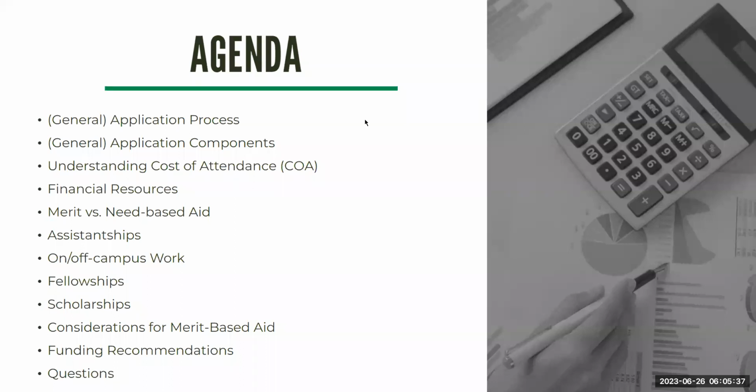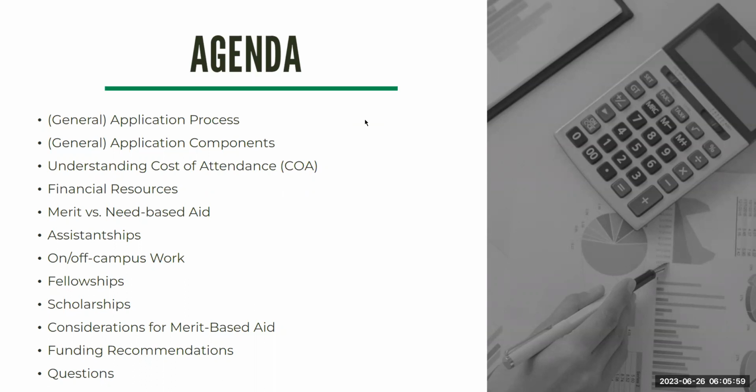So the agenda for today is I'll start by talking about the general application process and what that looks like and some of the general application components. Then I'll talk about cost of attendance or COA because that has a direct impact on how much aid you'll need to be seeking as an international student.